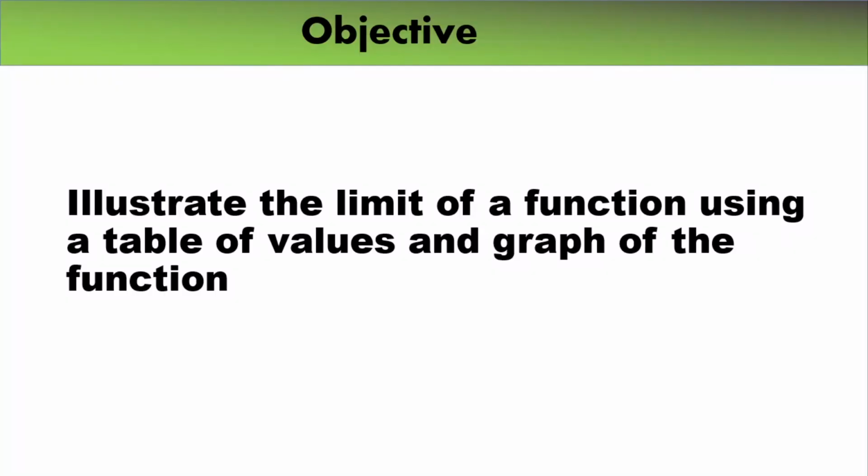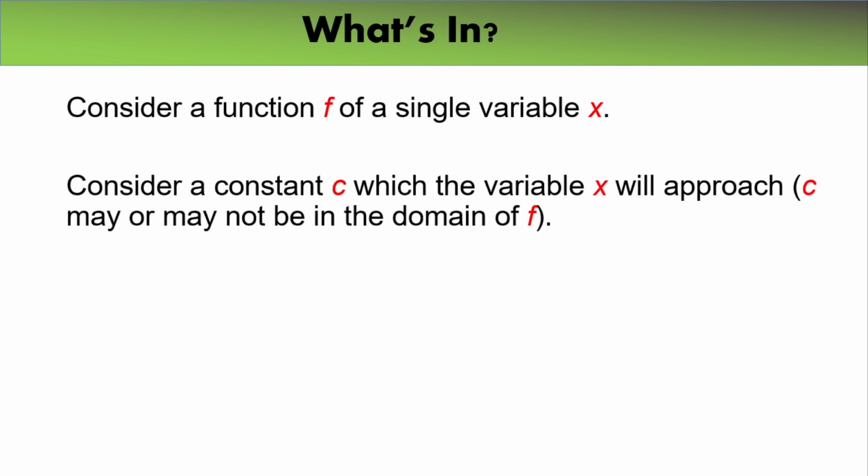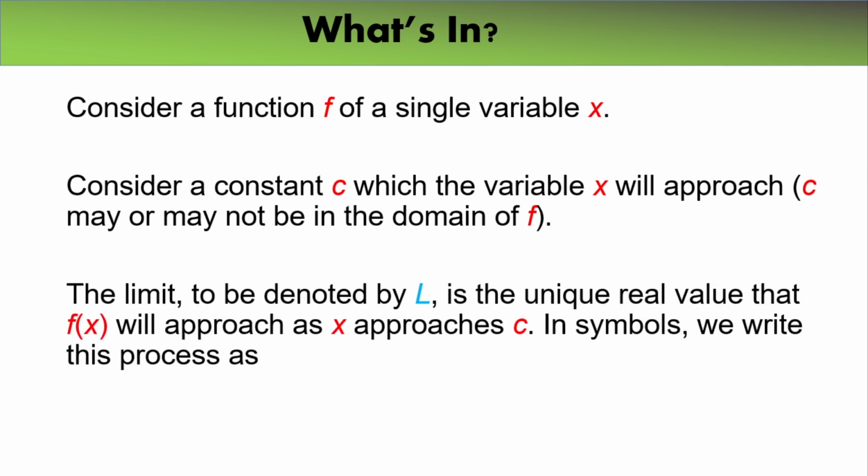Okay, here is our objective for this video lesson: to illustrate the limit of a function using a table of values and graph of a function. So consider a function f of a single variable x and consider a constant c which the variable x will approach, and c may or may not be in the domain of f. And the limit to be denoted by uppercase L is the unique real value that f of x will approach as x approaches c. In symbol, we write this process as the limit of f of x as x approaches c is L.